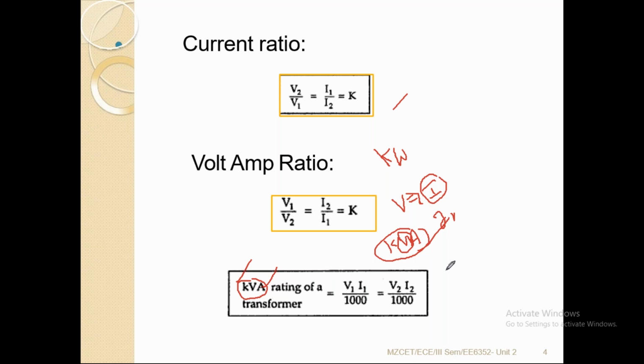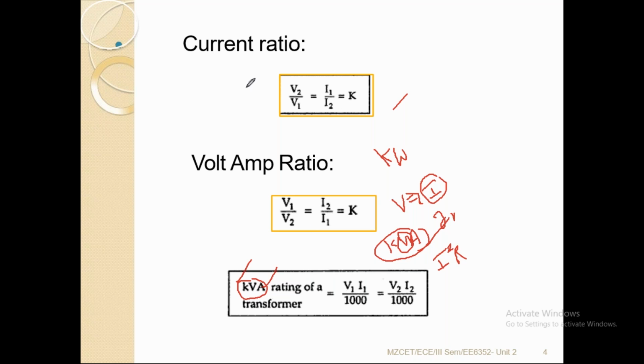That's why if the load increases, current also increases, and finally we get the copper losses. Already we have the formula for copper losses, I square R. So the losses happening in the transformer, one loss is due to the voltage, another loss is due to the current. That's why the transformer rating is represented in terms of kVA, kilovolt amperes. So that is the reason.